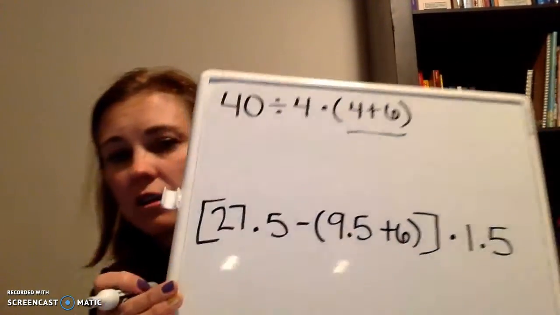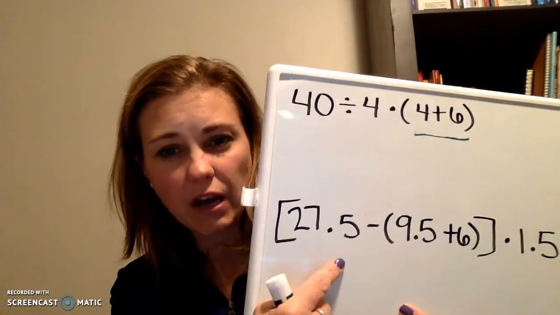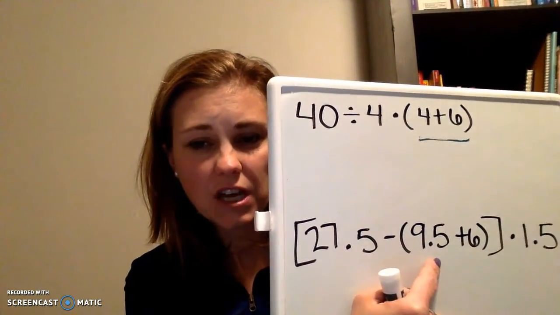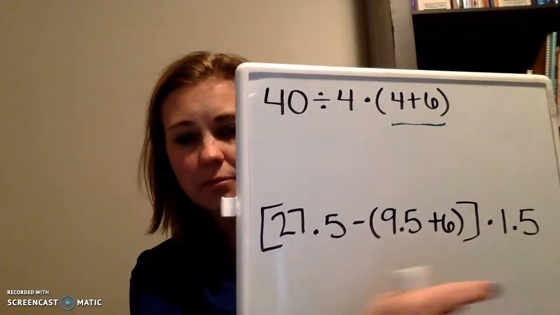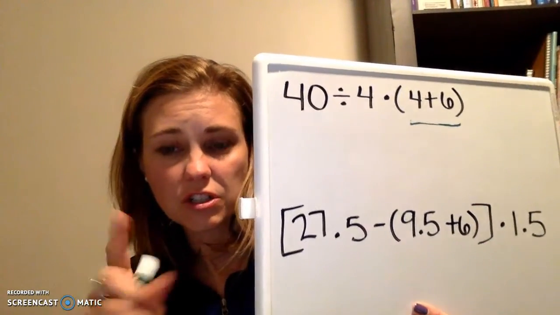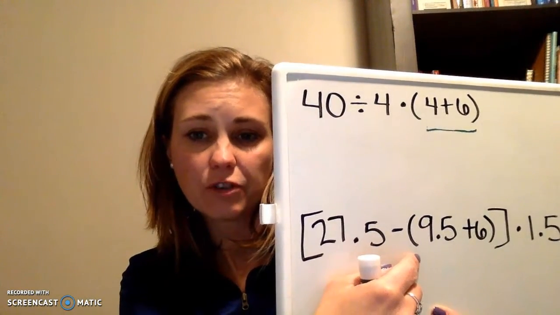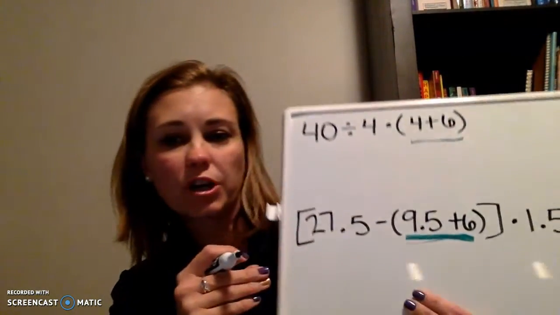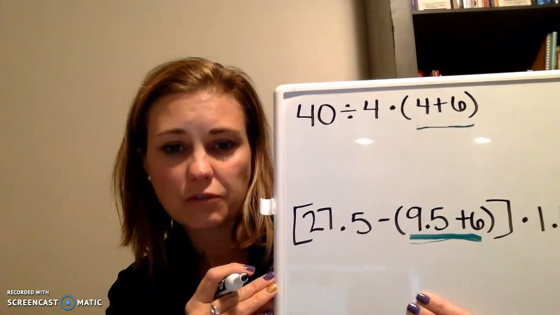Our last one, a little bit longer, we have brackets and we have parentheses. So inside the brackets, we have 27 and 5/10, take away what we have in parentheses, which is 9 and 5/10 plus 6, and then we have times 1 and 5/10. So when I look in here, I think of my rules again. First rule, parentheses first. So even though we have these brackets, we have parentheses inside the brackets. So that is still the very first thing I'm going to do. So right here, our parentheses, the very first operation we're going to do, the operation in those parentheses is addition. So this one would be yes. Addition is the first operation that we do.